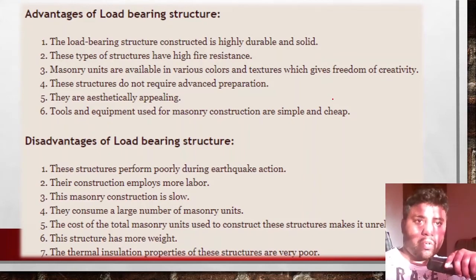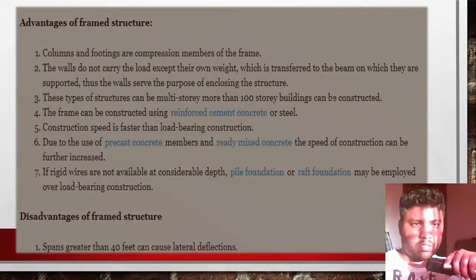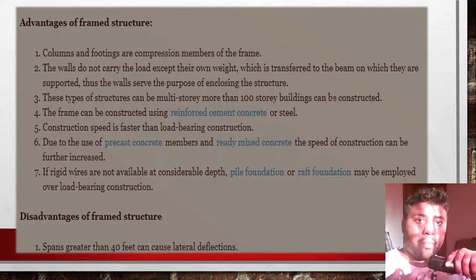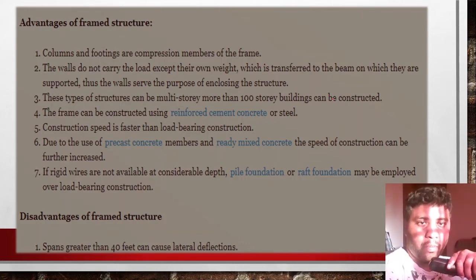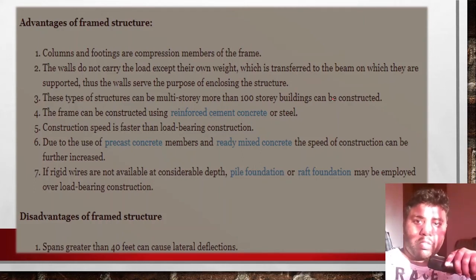Okay, so when we go from load bearing structures to frame structures, columns and footings are the compression members of the frames. So the footings and columns will take the compressive loads, so no need to worry about compressive loads. Walls do not carry any load except their own weight, which is transferred to the beam on which they are supported. Thus the wall serves the purpose of enclosing the structure only.